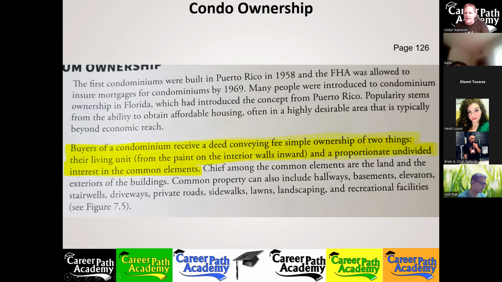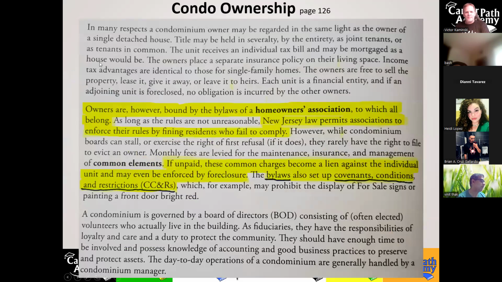So chief among the common elements of condos are the land and the exterior of the buildings. Common property can also include the hallways, basements, elevators, stairwells, driveways, private roads, sidewalks, lawns, landscaping, and the recreational facilities. In many respects, condo ownership can be regarded in the same light as a single detached house. Title can be held in severalty, by the entirety, or as joint tenants, or as tenants in common. The unit receives an individual tax bill and may be mortgaged as a house would be.